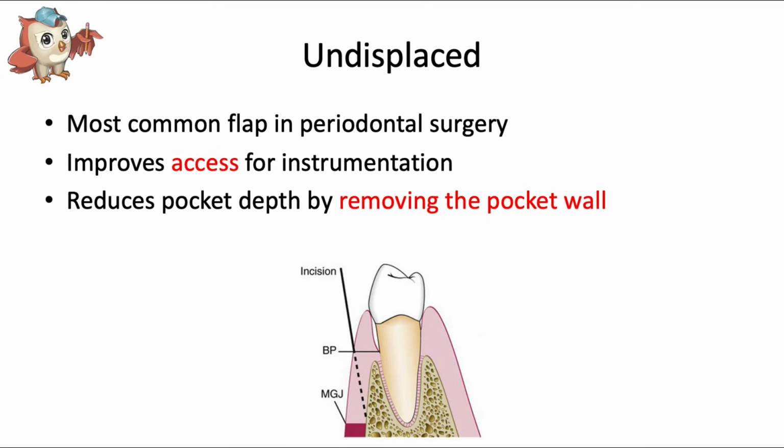All right, next we have the undisplaced flap, and this is currently the most commonly performed flap in periodontal surgery. So why is it done so often? Well, one reason is to temporarily get the soft tissue out of the way in order to clean the root surface, kind of like the modified Widman flap.